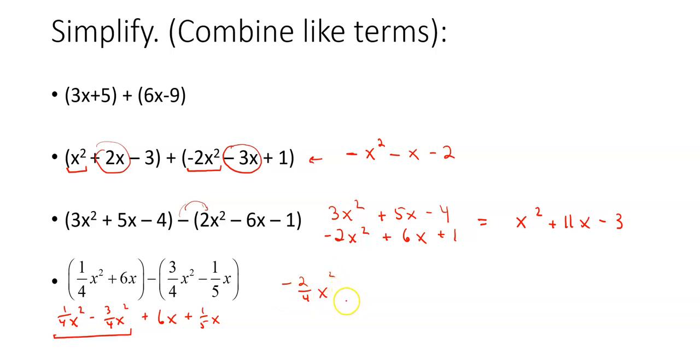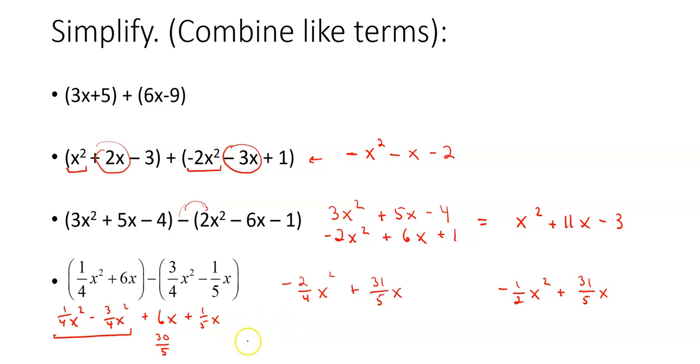And is 6x plus 1/5 x? Well, I've got two ways I can do this. The 6 is the same thing as 30 over 5, right? 30 over 5 is equal to 6. 30 over 5 plus 1 over 5 is equal to 31 over 5. And now I can actually simplify that -2/4 to -1/2. So I'll get -1/2 x squared plus 31/5 x.